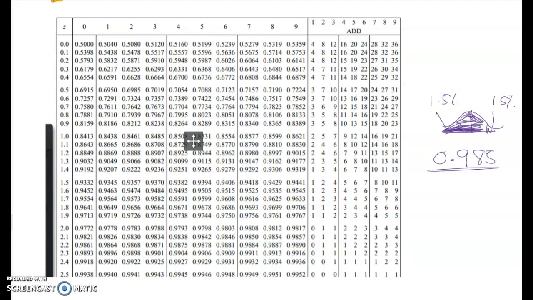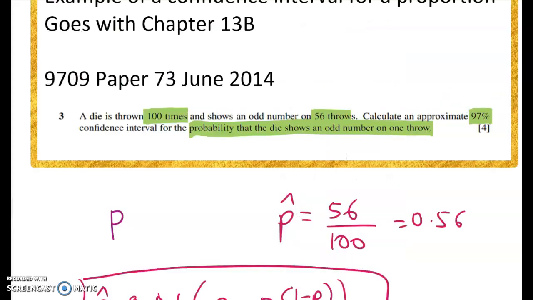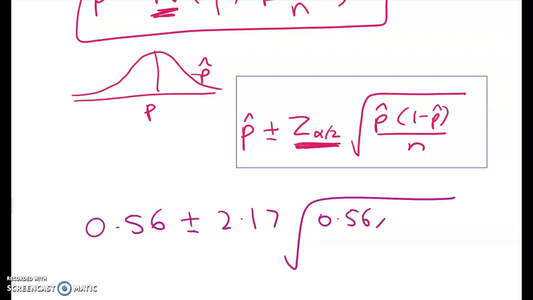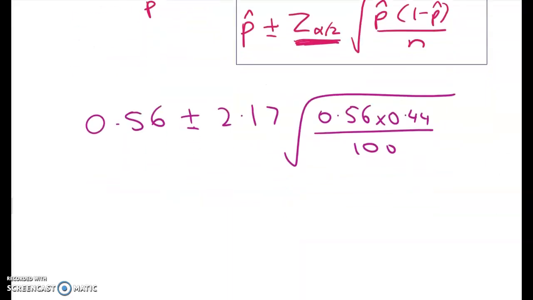Don't make the mistake of thinking that you're looking for 0.97. You're not, right? So we're looking through our table here, and happily, we have exactly the right answer without any add factors at 2.17. So going back over here, what do we get? Well, we've got 0.56 plus or minus 2.17 times the square root of 0.56 times 0.44 divided by 100. And when you chuck all of that in your calculator, you'll get 0.56 plus or minus 0.1077.